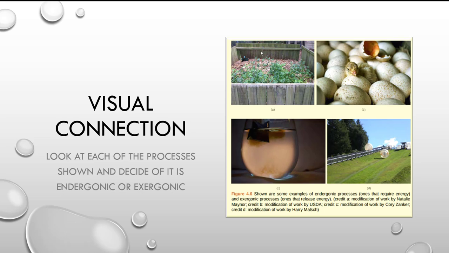So let's start with this right here. This is a compost pile. The person adds basically a bunch of wood chips and leaf litter and stuff like that. And then over time, it breaks down, and during that process it's turning into soil. So the compost pile is decomposing. So is this an example of an endergonic or an exergonic process? A decomposing compost pile.